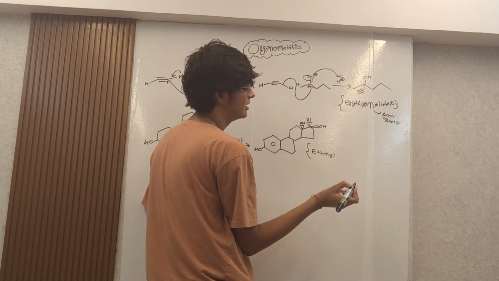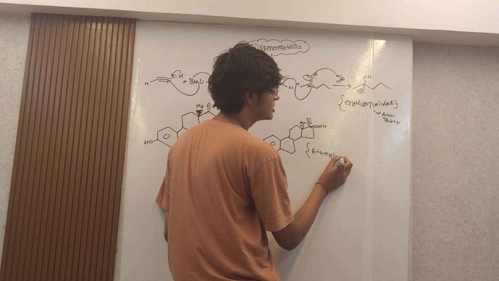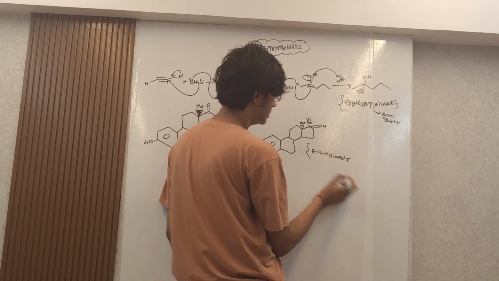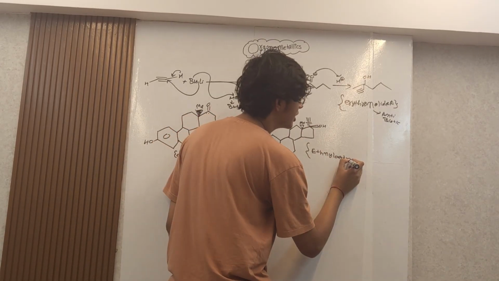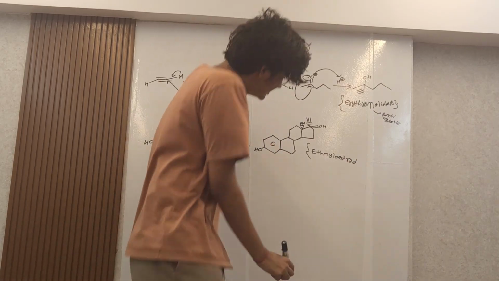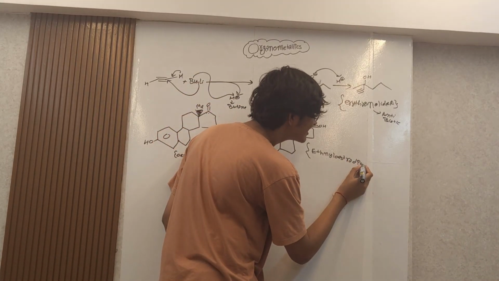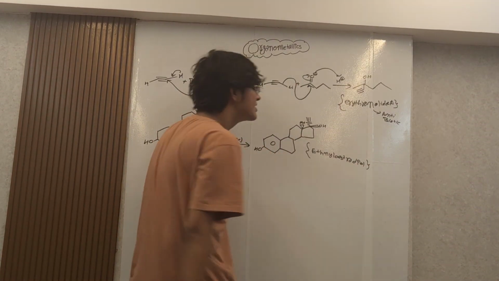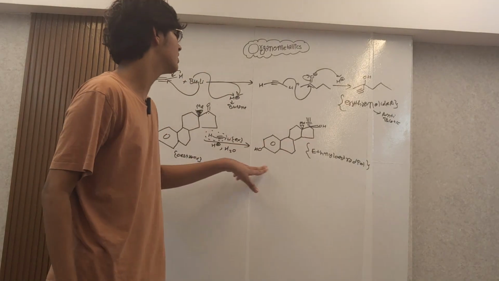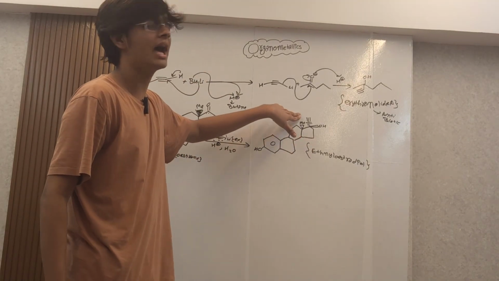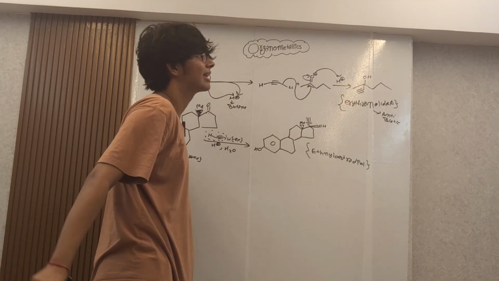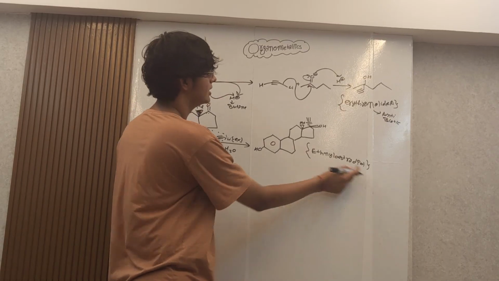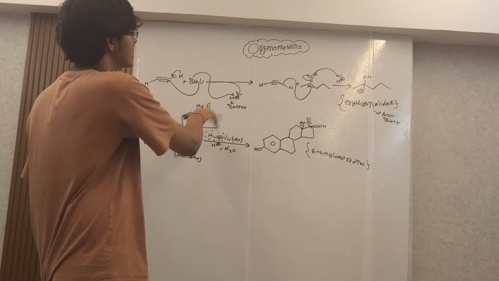And this is called ethynylestradiol. So, diol is for two oxygens. Ethynyl is for the added alkynyl chain, and the oestra is from this.